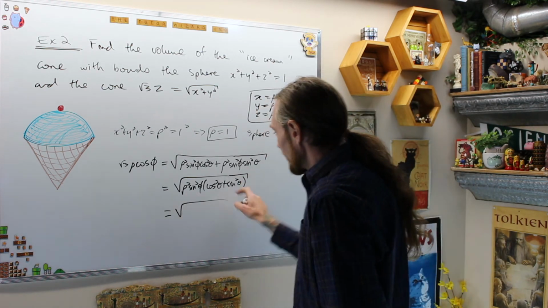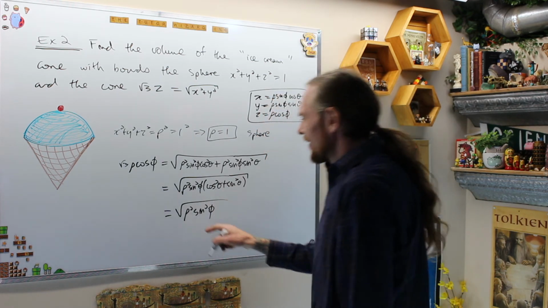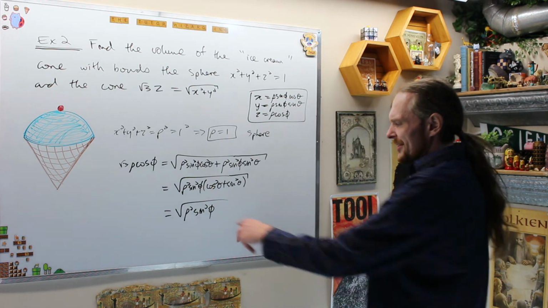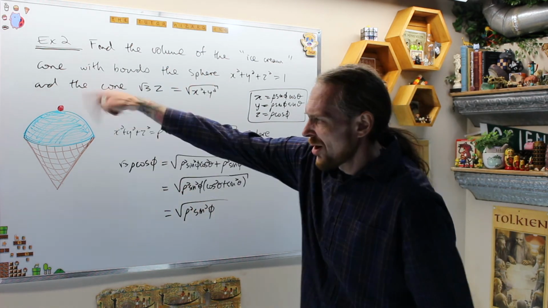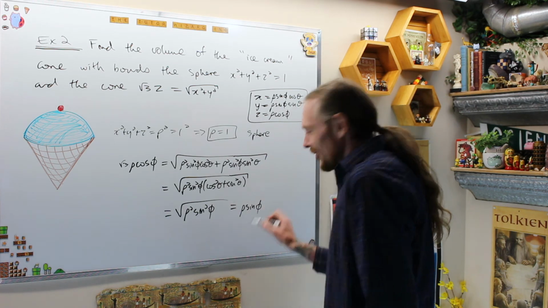This is going to be the square root. This is 1. This is the square root of rho squared sine squared phi. Technically, rho is positive, definitely, because it's a radius, and sine phi in here is going to be positive in the quadrant that we're in. We've checked. So this is going to give me rho sine phi.